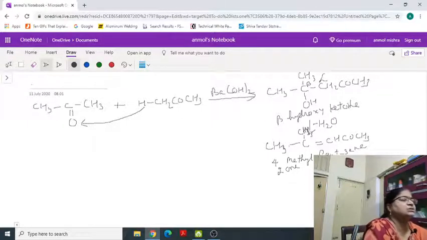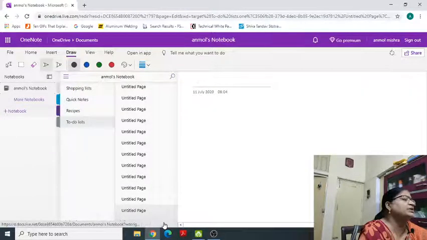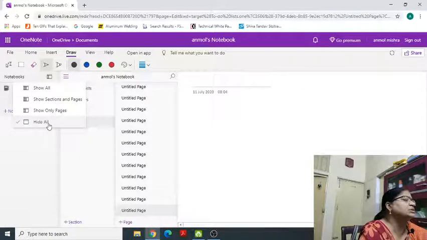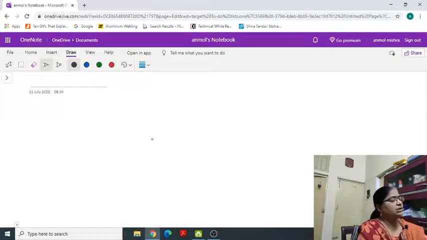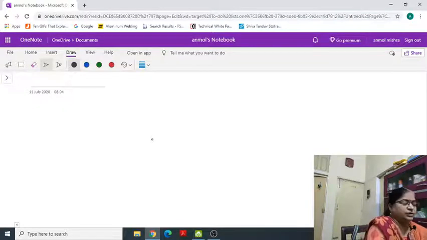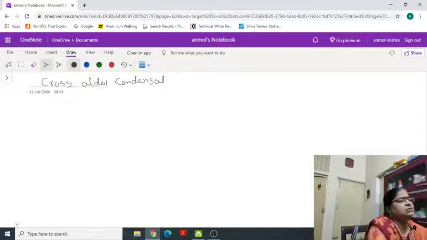Next is cross aldol condensation. Cross aldol condensation means when two different aldehydes or two different ketones undergo aldol condensation, then different products are formed.